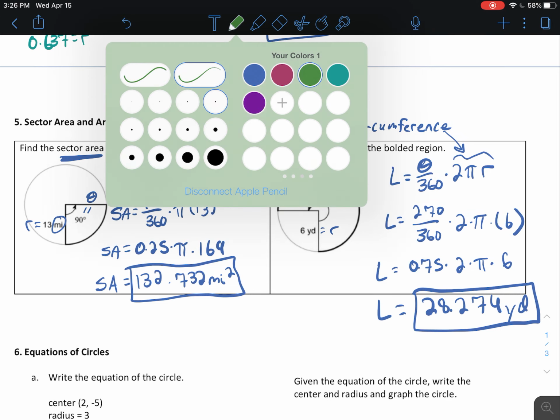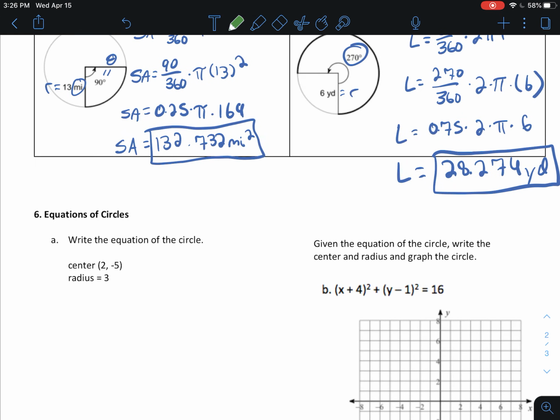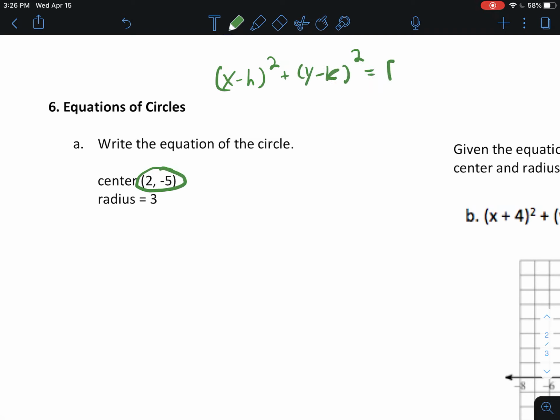The last one we want to take a look at here is equations of a circle. Okay, so this first one says write the equation of the circle. Well, the center is actually super helpful. Remember, the equation for a circle is x minus h squared plus y minus k squared equals the radius squared. The center is actually h and k. So then we just plug that into the equation.